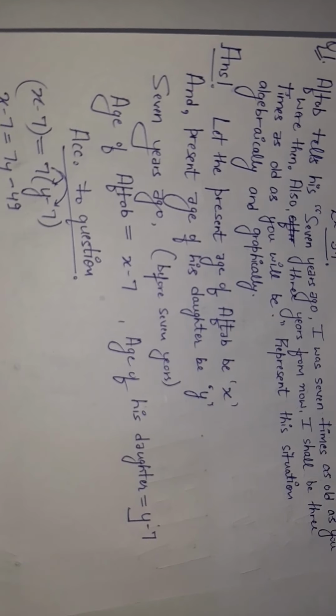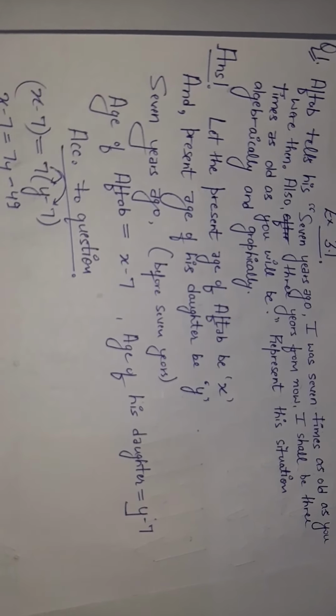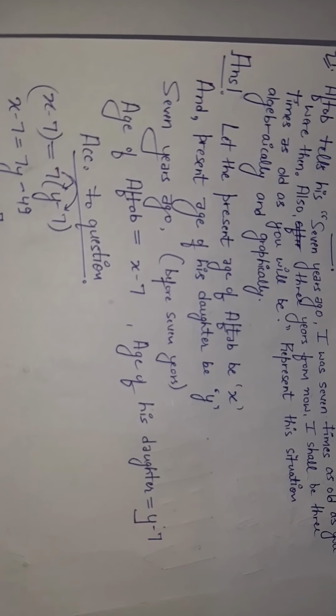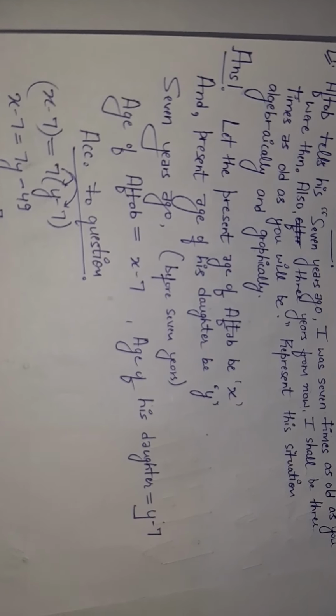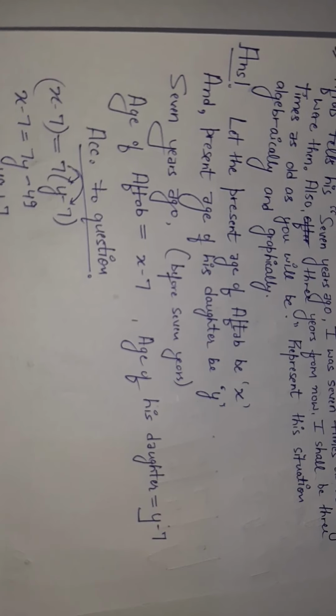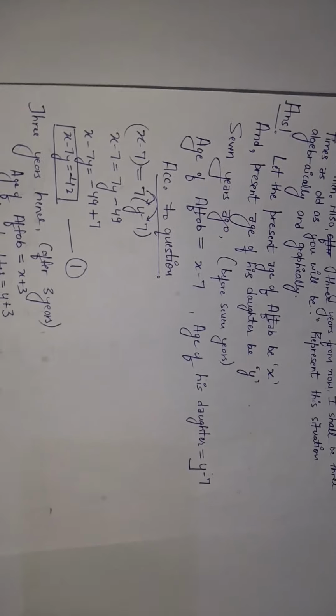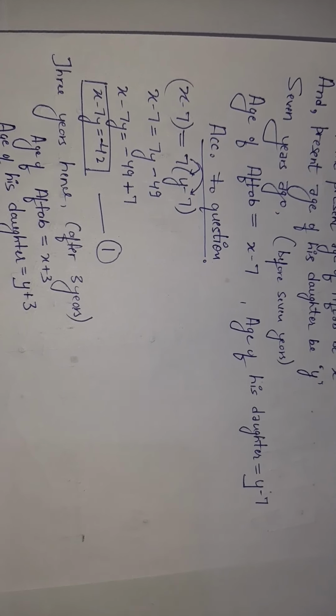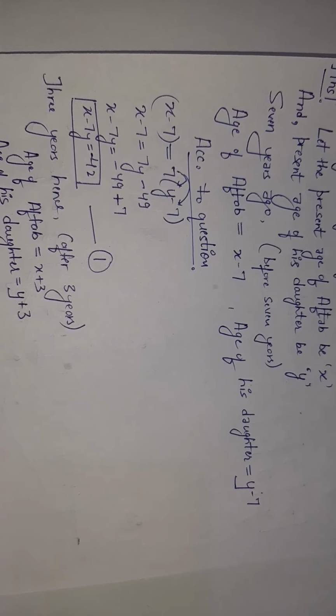That means the age of Aftab 7 years before will be x, the present age, minus 7. That means x minus 7. The same we have done for the daughter also, y minus 7. According to the question, it is 7 times the age of his daughter.